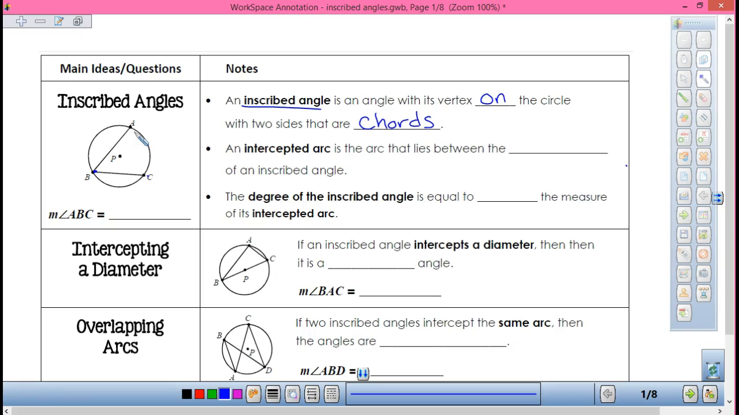Okay, an intercepted arc is the arc that lies between the endpoints of the inscribed angle. So in this case, our arc is AB right there. Okay, it intercepts it. So far, so good?